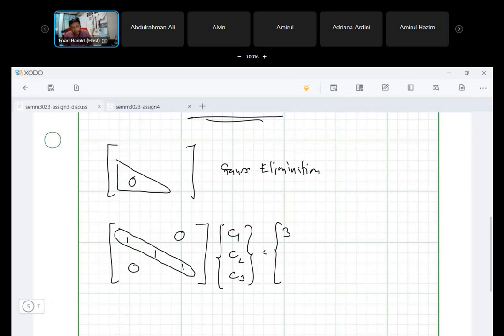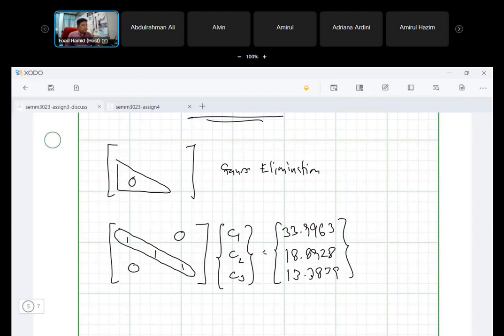So now it will become 39.9963, 18.8928, and 13.3839. Okay, I can show you my Excel sheet for Gauss-Jordan and Gauss elimination. Both of them are the same. The answer should be the same.